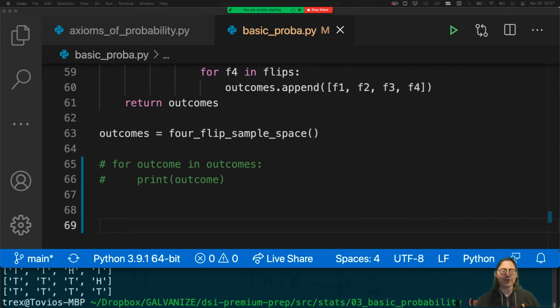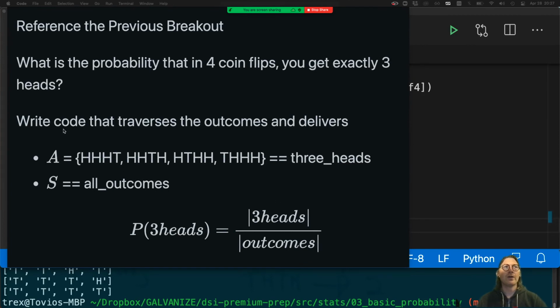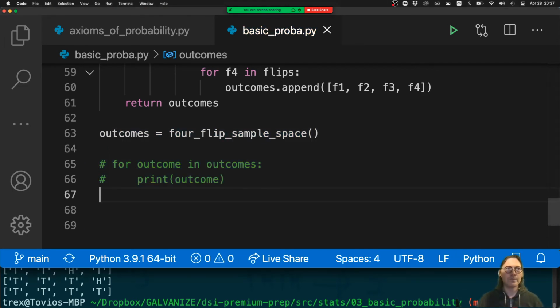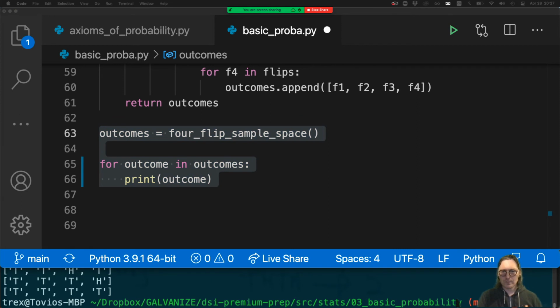Okay, so you're going to use that function in the next breakout. You're going to reference that four_flip_sample_space, and it should be corrected. I fixed what was going wrong there. And you're going to write some code that looks through those outcomes. Let me give you a little bit more to work with. Give you these as well. So you're going to want to call the function, and then you're going to want to traverse the function.